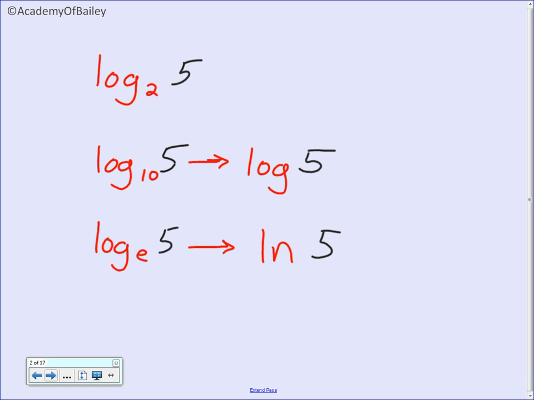So if we have log base 2 of 5, that's the way we write it, log base 2 of 5. Now if we have log base 10 of 5, well, it can be written as just log of 5. So if you do not see a number after log, you will assume that the base is 10. And then remember, from using natural logarithms, log base e of 5 is just going to be the natural log of 5. So just remember that log base e changes to ln. So that was just a quick recap.